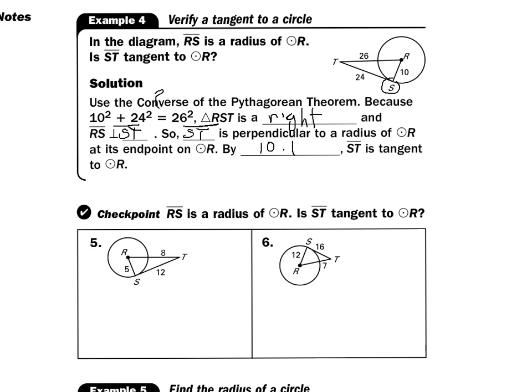So checkpoint. Test the Pythagorean theorem with these two and see if it's right. And then start it again when you get through.